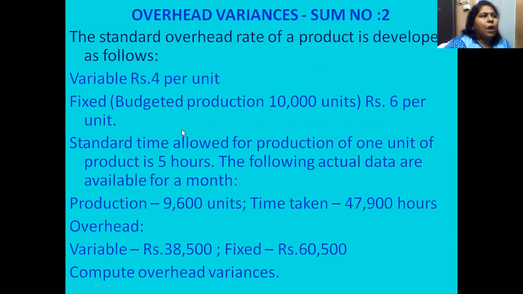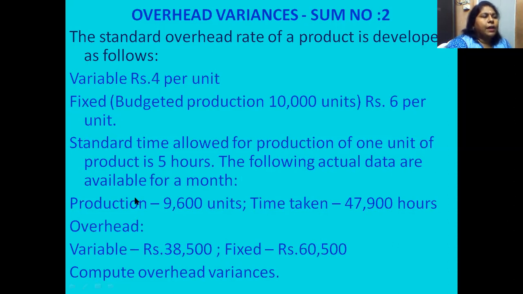Again, one more example of how to calculate the overhead variance. Look at this problem model, how we will proceed to work out the overhead variances. The standard overhead rate of the product is developed as follows. We have the information about the variable cost per unit, and the fixed budgeted production is 10,000 units, and 6 per unit is the fixed cost per unit. The standard time allowed for production of 1 unit of product is 5 hours.